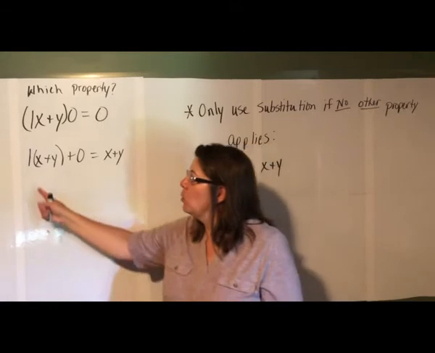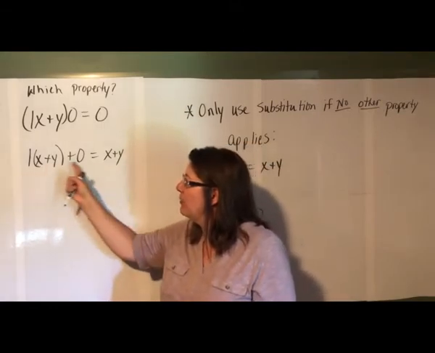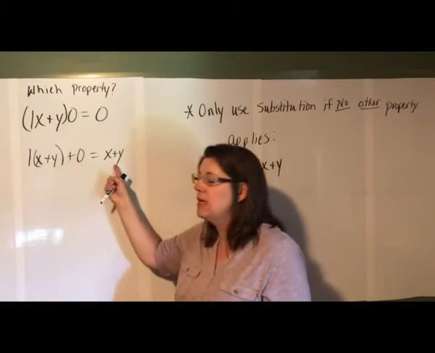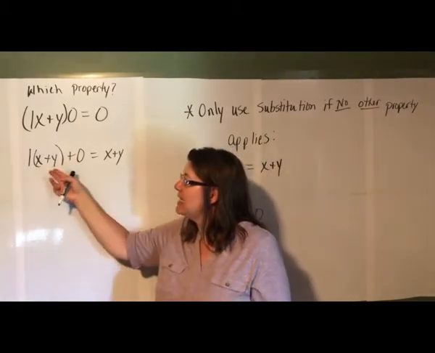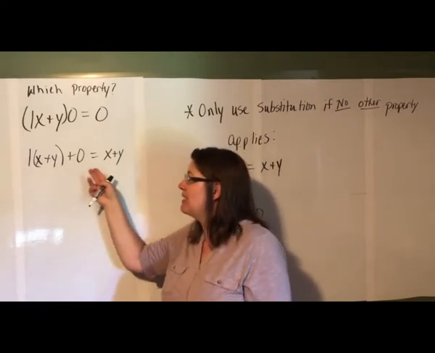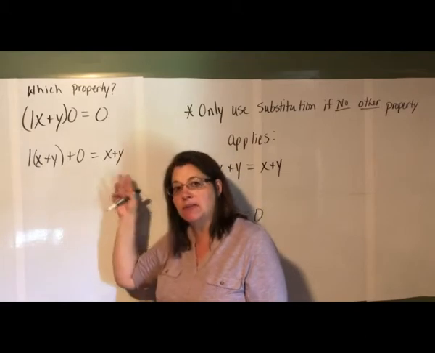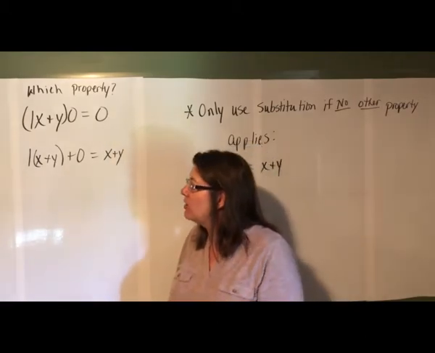For that one, 1 times x plus y gives us x plus y. Well, we could consider that to be the multiplicative identity property. But then we have taken this and we have added 0 to it, which is the additive identity property, because anything plus 0 is itself. So with that, there are a couple different properties that I could have used.